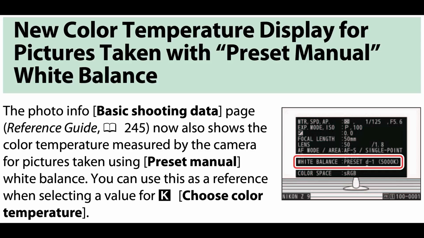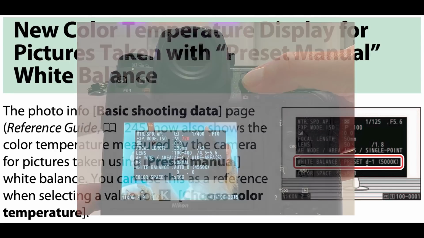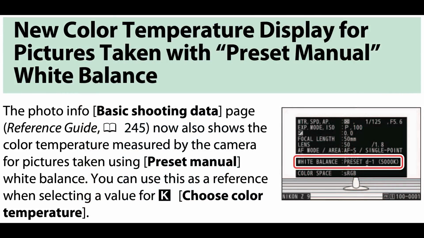Feature number 9 is such a tiny little upgrade that I don't do a demonstration here, but I want to quickly mention it for the sake of completeness. That feature will now help you if you shoot in white balance with a preset manual to show the color temperature value in the basic shooting data on the info screen. When in playback mode, you toggle through the different screens via the display button. And I think it's a nice feature to have, because you can use this color temperature value going forward, but it doesn't need a demonstration here in this video.